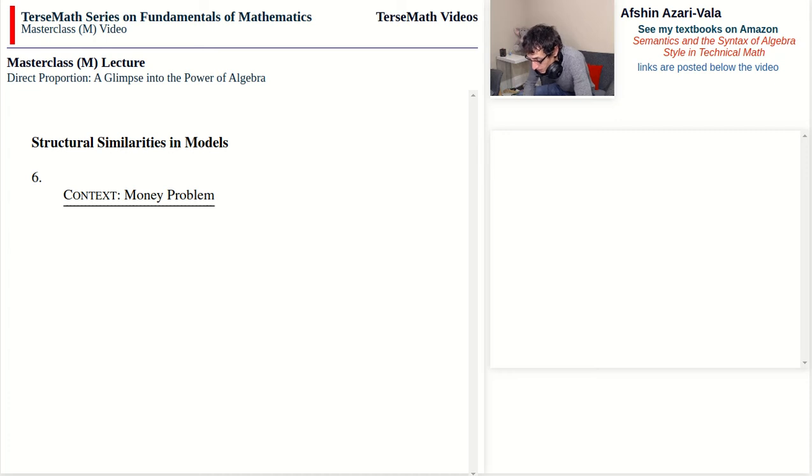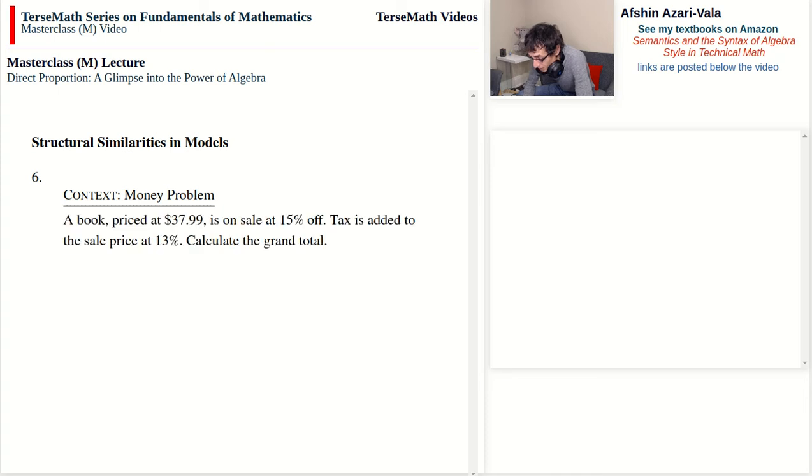Problem number 6 says the context in this problem is money. And the problem says, same as the problem that we just looked at. The problem says a book priced at $37.99 is on sale at 15% off. Tax is added to the sale price at 13%. Calculate the grand total.